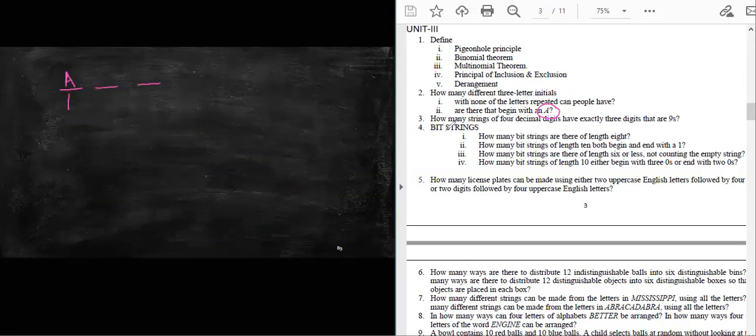The next letter, now it has not been mentioned about repetition. So we will consider repetition, and we will say that the next two letters will be filled in 26 ways each. So 1 into 26 square. If specifically the repetition condition is mentioned, with none of the letters repeated, we have to not repeat it. If nothing has been mentioned, we can consider repetition. So the solution is 1 into 26 square, or simply 676.